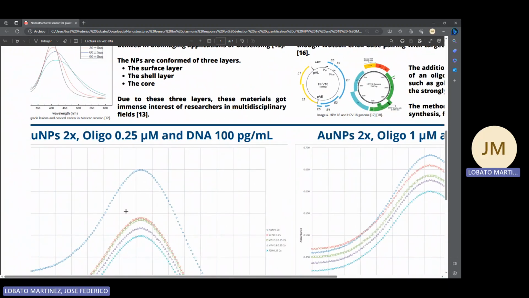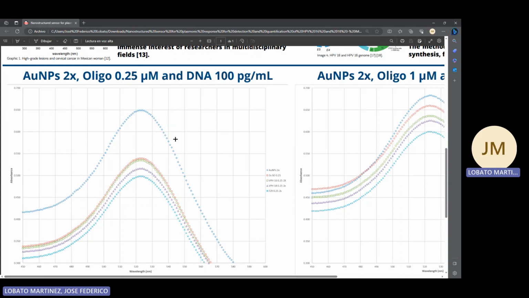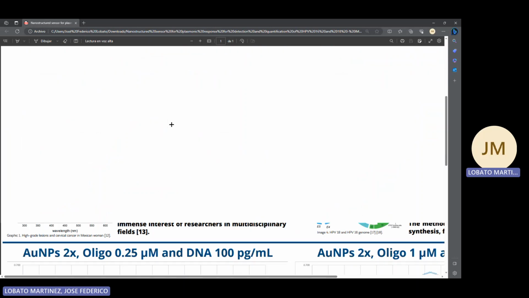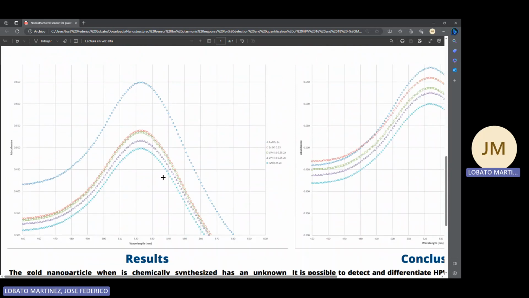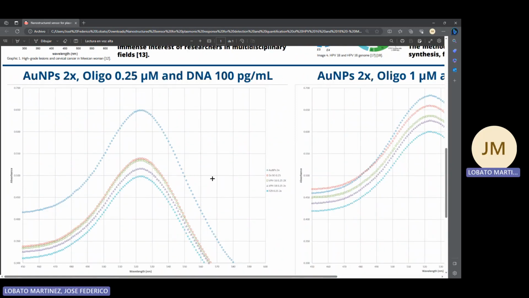Here we have that on the blue squares, we have the gold nanoparticles, only the gold nanoparticles, measured as red, as can be seen in the image. And then on the red circles, we have the functionalized gold nanoparticles, which these ones are functionalized with 0.25 micromolar oligo concentration. And then we have HPV 16, HPV 18, and the FCD9 gene.